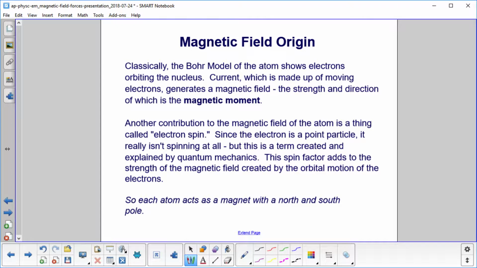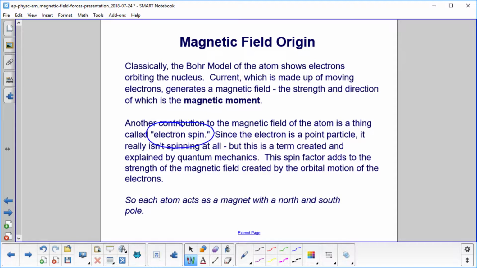Classically, the Bohr model of the atom shows electrons orbiting the nucleus, just like the solar system, planets going around the sun. Current, which is made up of moving electrons, generates a magnetic field, the strength and direction of which is called the magnetic moment. Another contribution to the magnetic field of the atom is a thing called electron spin. Since the electron is a point particle, it really isn't spinning at all. But this is a term created and explained by quantum mechanics. This spin factor adds to the strength and magnetic field created by the orbital motion of the electrons.